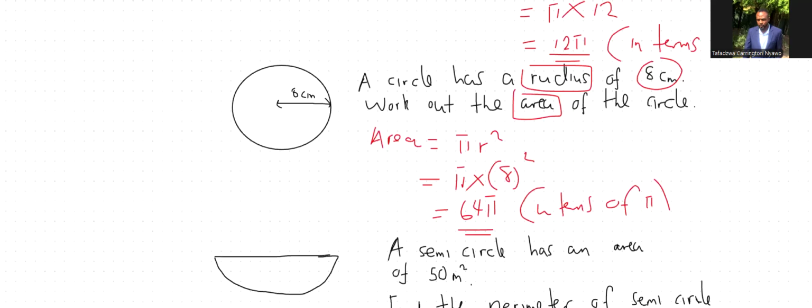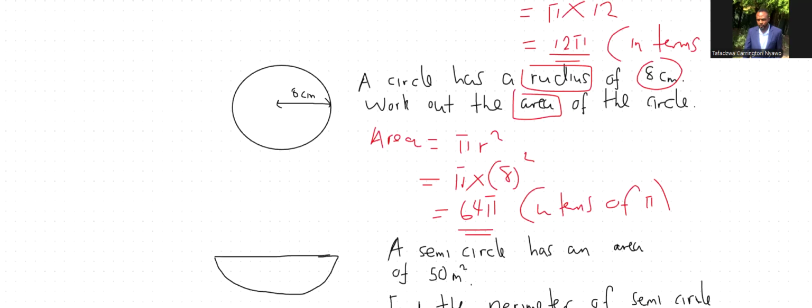It's very important to know the form by which the question wants you to leave your answer in. This is very, very important. If the question says leave your answer in terms of pi, leave your answer in terms of pi. If the question asks you to leave your answer correct to one decimal place or two decimal places, make sure you leave your answer accordingly.